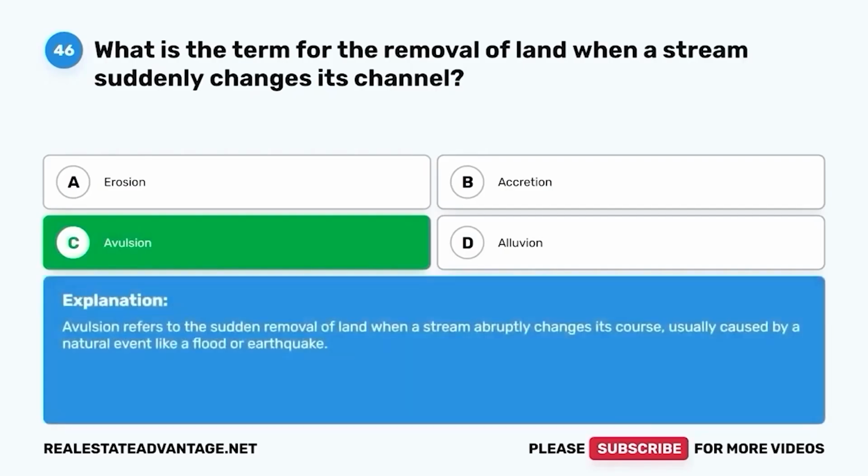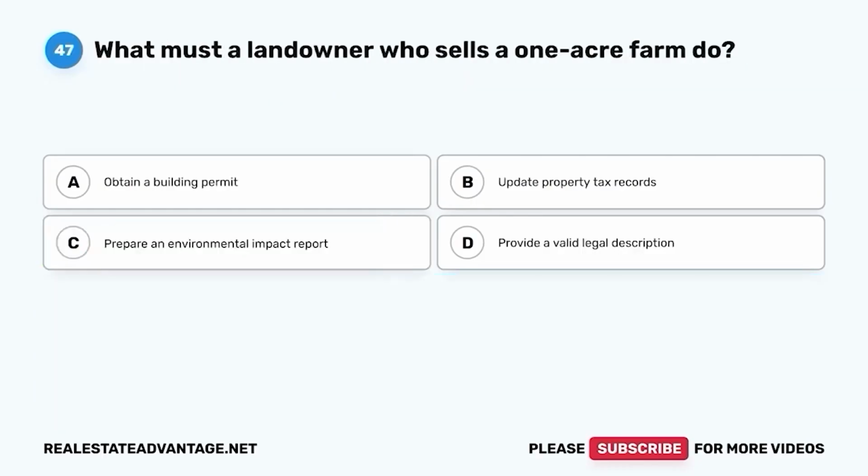Avulsion. Avulsion refers to the sudden removal of land when a stream abruptly changes its course, usually caused by a natural event like a flood or earthquake.